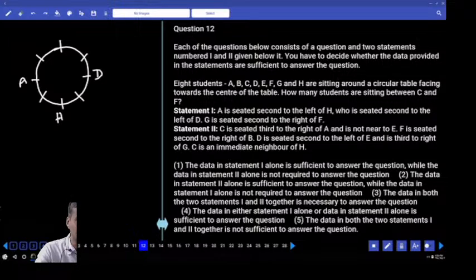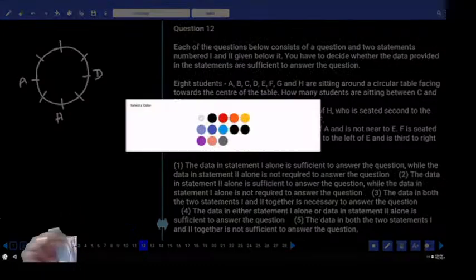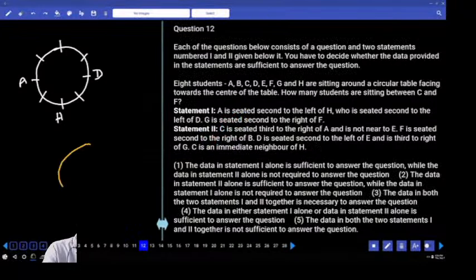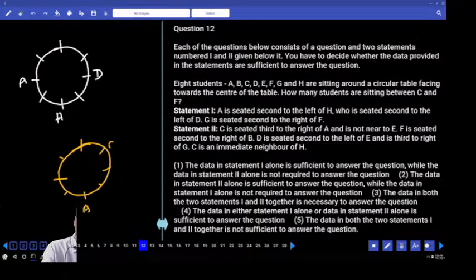Statement 1 alone is not sufficient to determine the answer. Then coming to statement 2 alone. In this, 8 persons were there. C is second to the right of A, so C is here, and A is not neighbor to E, so E cannot be here.